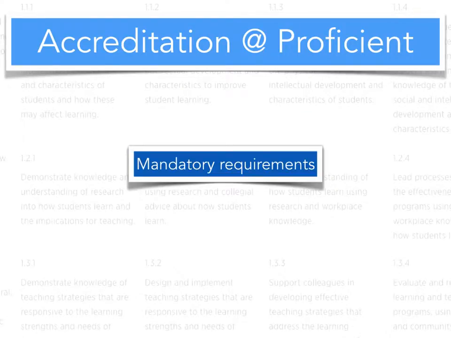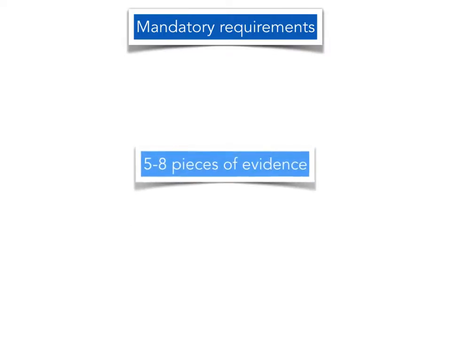Welcome to this quick overview of some of the mandatory requirements for those seeking accreditation at Proficient. The first requirement is that you should have between 5 to 8 pieces of evidence to comfortably satisfy the requirements.